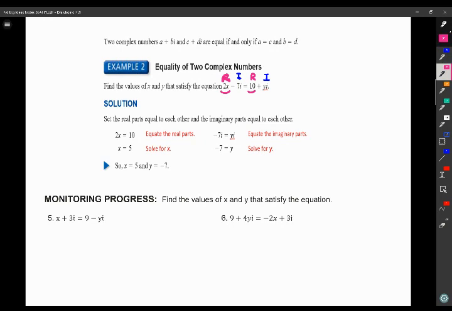Those are the real parts, and we solve and we get 5. So x is 5. And for imaginary, we look at the imaginary parts, which is negative 7i and yi, and we solve for y by dividing both sides by i. So that's what they have in common. We're trying to get y all alone. So if I divide by i, the i's cancel out and you get y is equal to negative 7.